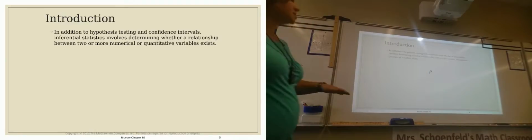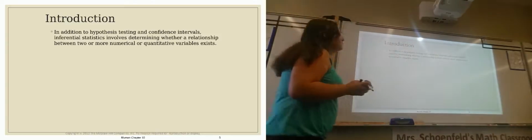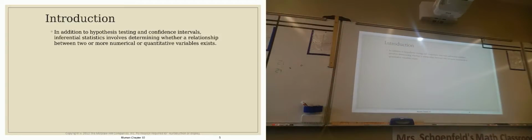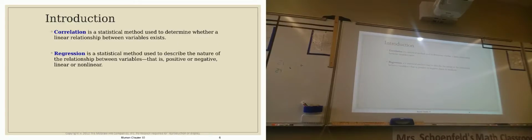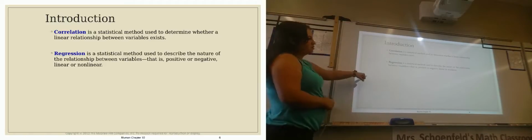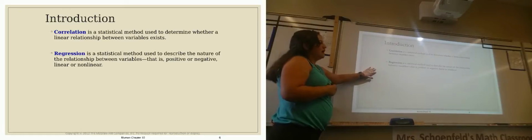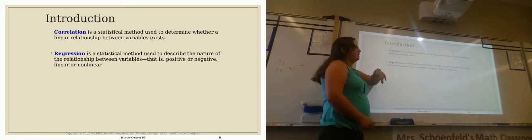Okay, in addition to hypothesis testing and confidence intervals, inferential statistics involves determining whether a relationship between two or more numerical quantitative variables exists. Two or more just means I have that XY pair that we can see on that graph, whereas a lot of the other stuff we've just been dealing with one interval. Correlation is a statistical method used to determine whether a linear relationship between variables exists. Regression is a statistical method used to describe the nature of the relationship between variables. That is negative or positive, linear, nonlinear.